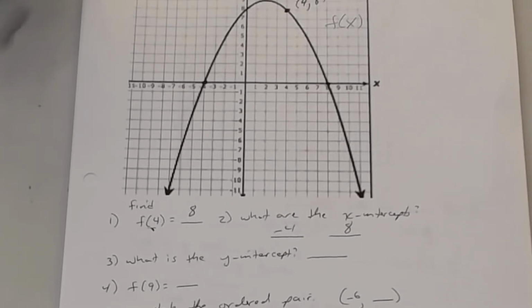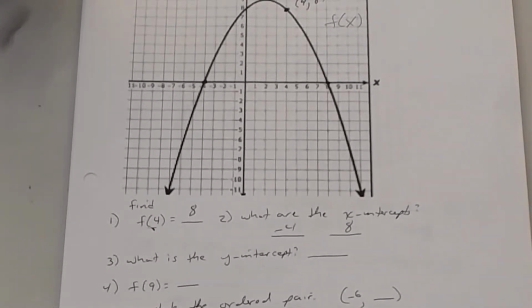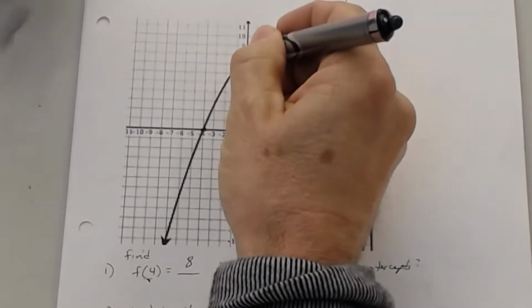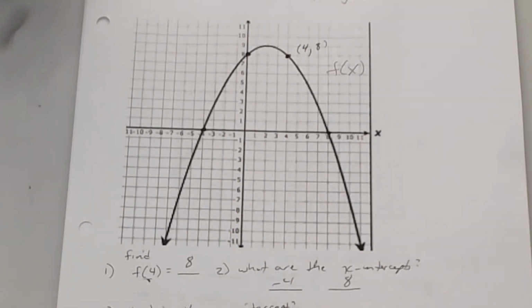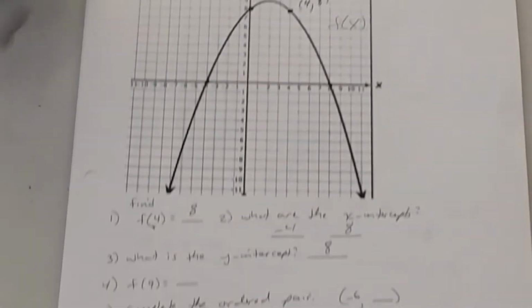What is the y-intercept? The y-intercept means where does a graph cross the y-axis? Well, where does the graph cross the y-axis? At 8, right here. All right, so that's the next one.